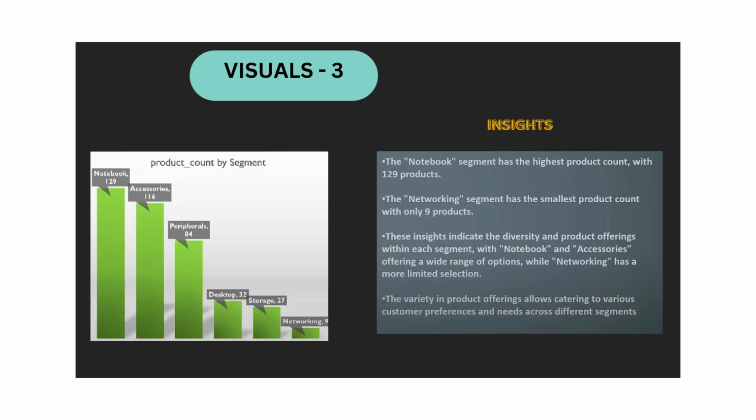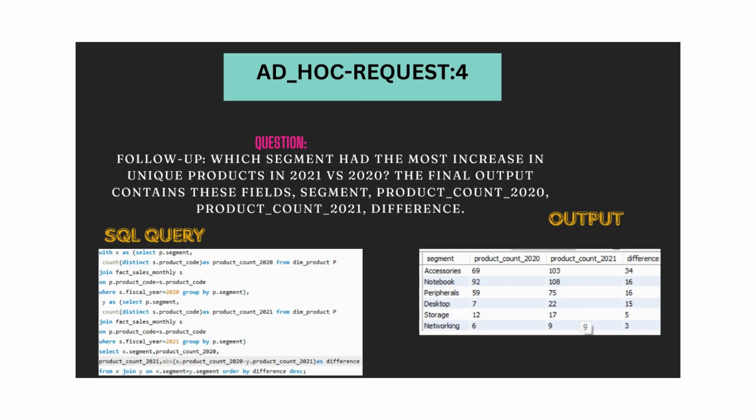The notebook segment has the highest product count with 129 products. The networking segment has the lowest product count with only 9. And the second highest would be the S series. Then let's move to the fourth question.